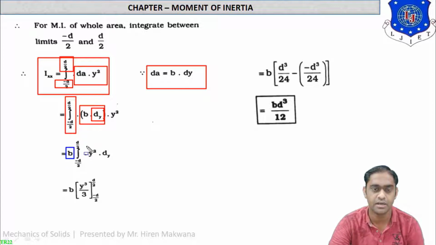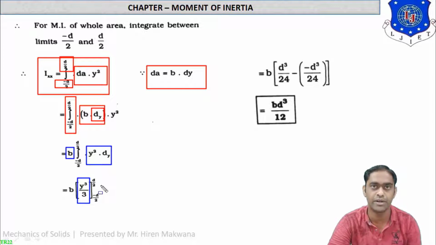And what is the remaining integration? That is y square into dy. What is the integration of y square? That is y cube by 3. So the limits are minus d by 2 to plus d by 2. Now replacing the limits, the upper limit first: replace d by 2 in place of y, y cube will be d cube by 8. And here it is 3 in the denominator, so the final term will be d cube by 24. Minus the lower limit will again give you d cube by 24, as the lower limit is minus d by 2. So finally minus minus plus, and the final answer will be b into d cube by 12.